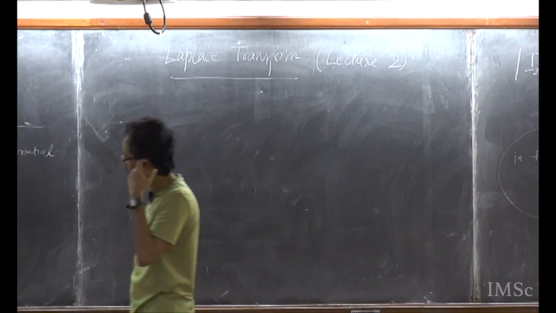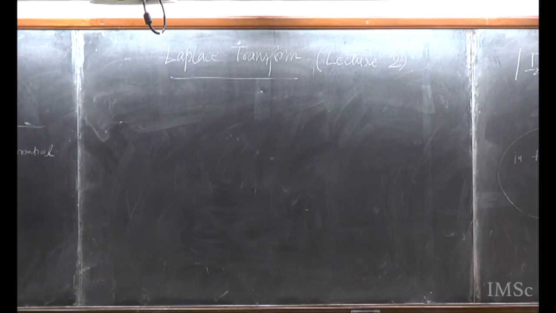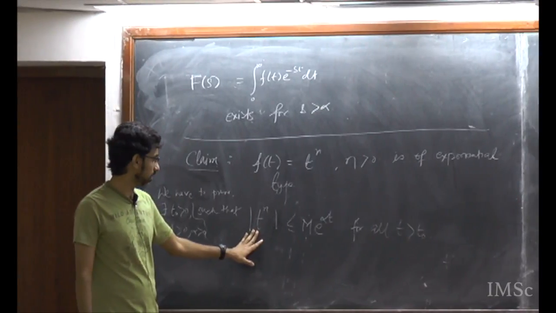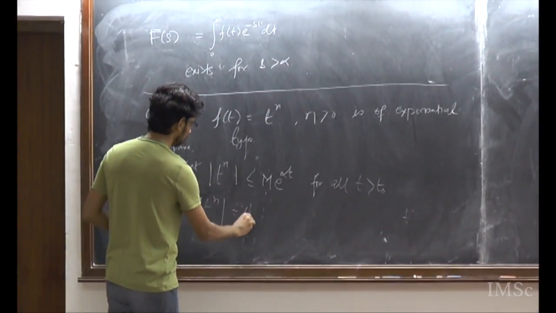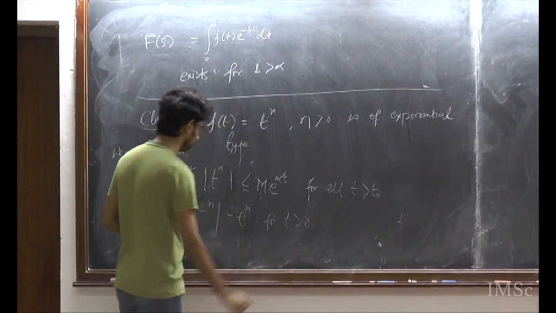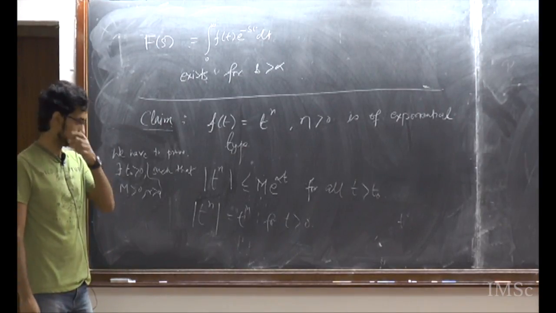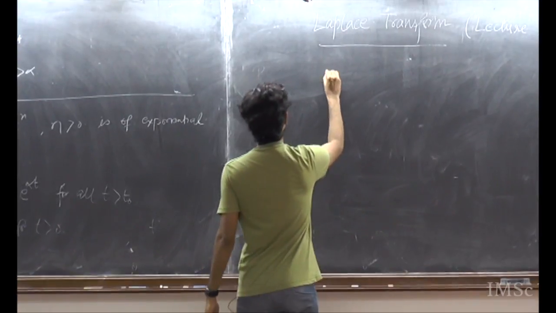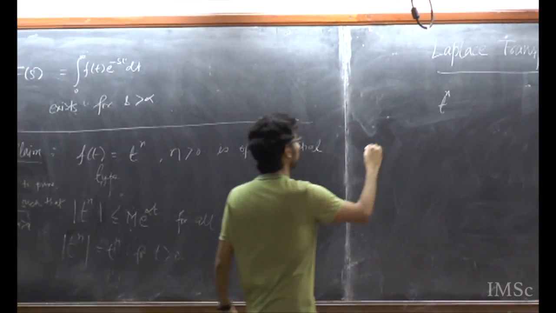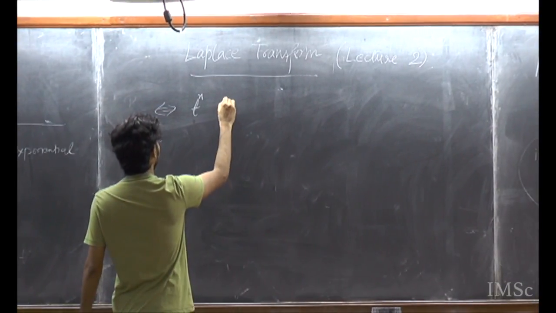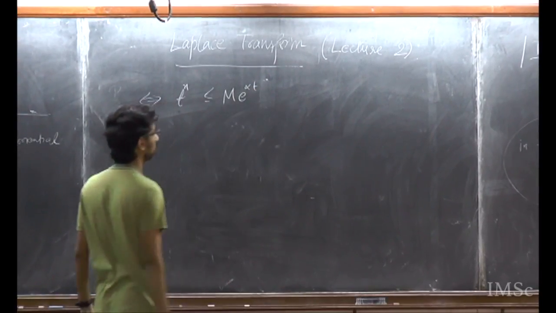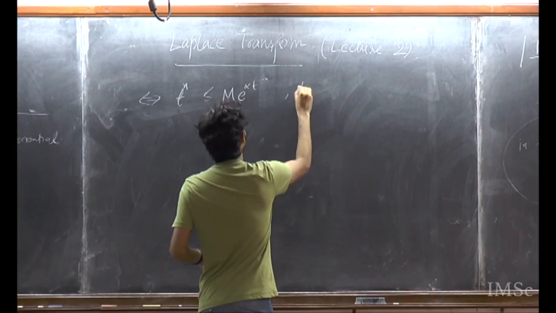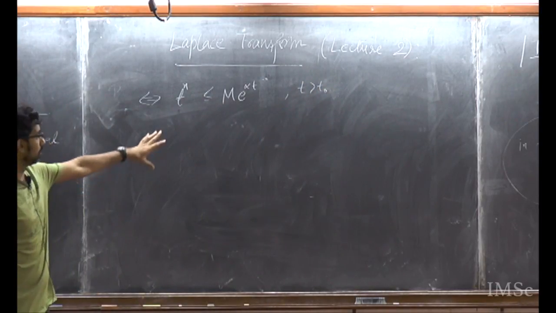So what can we do? The first observation is that if t is greater than 0, this is already positive, so you can forget about the modulus. Isn't it? Modulus of t to the power n is t to the power n for t positive. Is this true? Everyone agrees? Okay. So this inequality is equivalent to proving t to the power n is less than or equal to m e to the alpha t for some values of m, alpha and t naught.